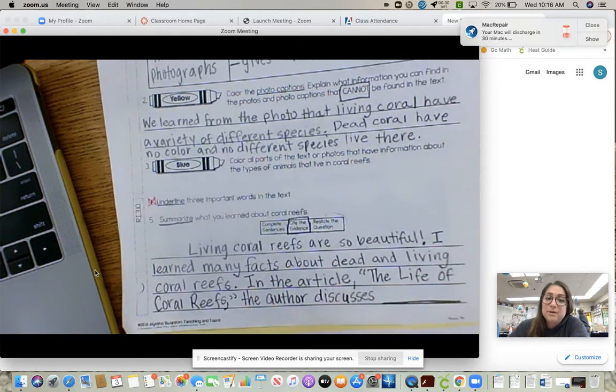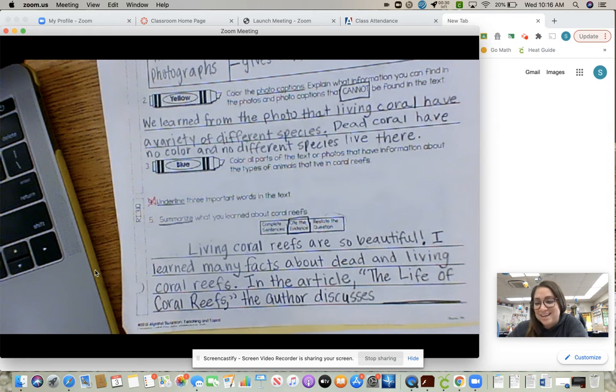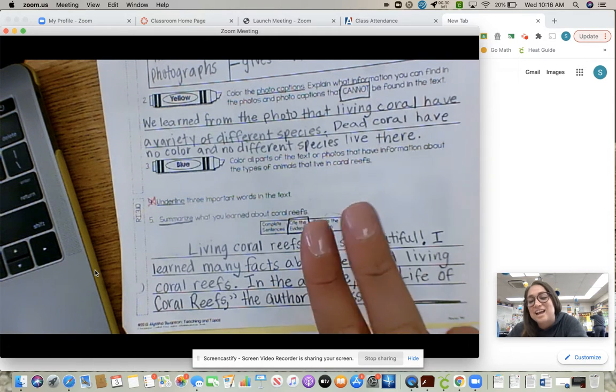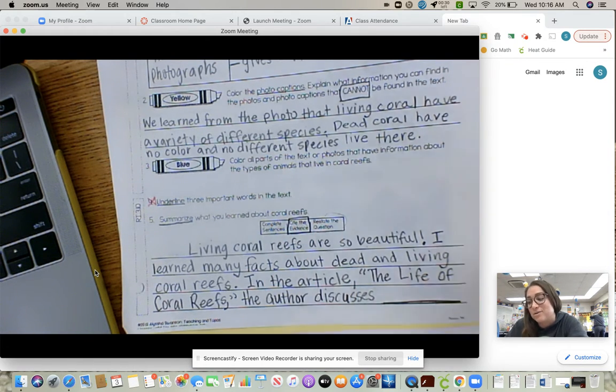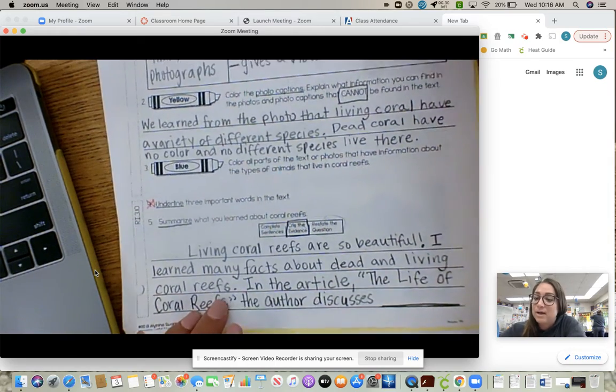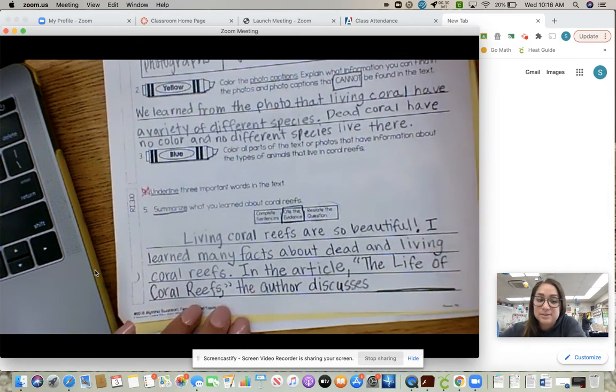Number 3, we went back and colored all the information about the types of animals that live in coral reefs. And the main idea and main point of this question was to point out that coral is real. It's alive. I mean, it's not fake. It's living. There are types. There's dead coral reefs and living coral reefs. So that is what the article kind of described, the difference between the two.